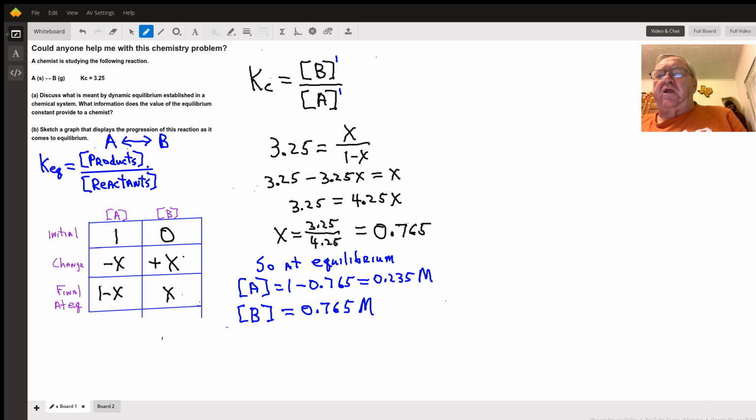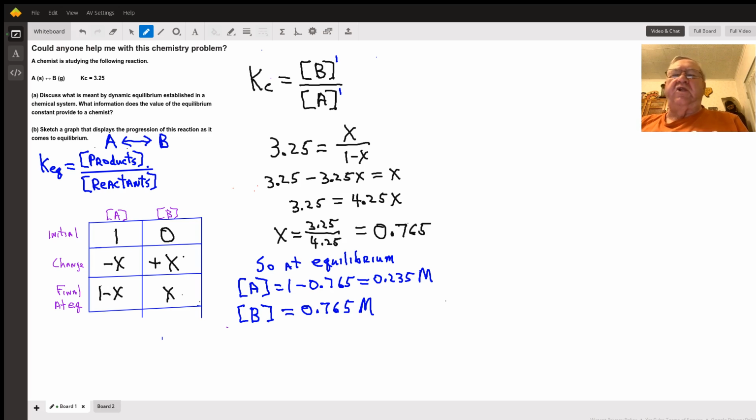If you look at the table on the lower left, we're going to make an assumption that we start out with just 1 mole per liter. That's our molar concentration of reactant A. And before the reaction starts, there's 0 of B. So initially we have 1 for A, 0 for B.